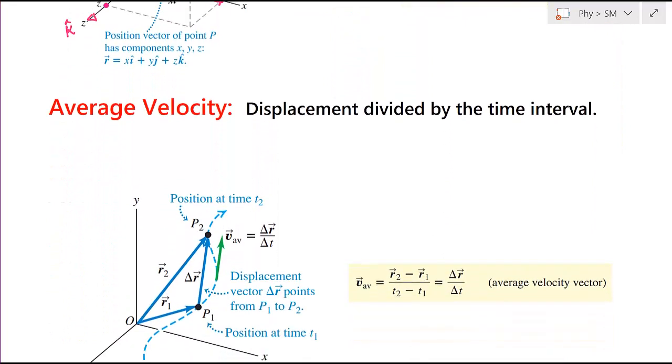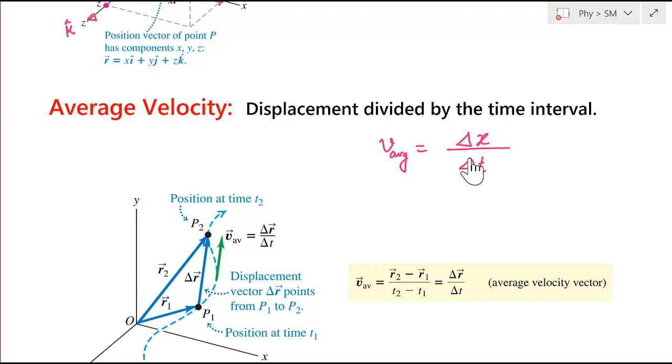Now let us discuss average velocity, and we will discuss it in 2 dimensions. If you remember, in the 1-dimensional video we discussed displacement, and average velocity is nothing but displacement divided by time interval. That is, average velocity V average is equal to displacement, that is delta x, divided by time interval delta t. That we learned in the previous chapter, that is in 1-dimensional motion.